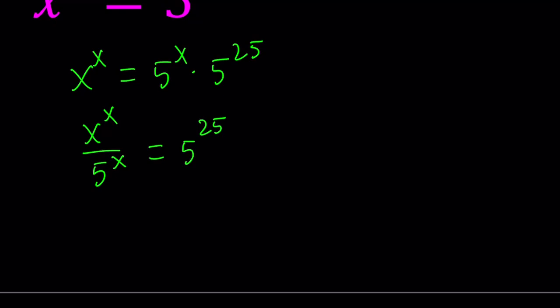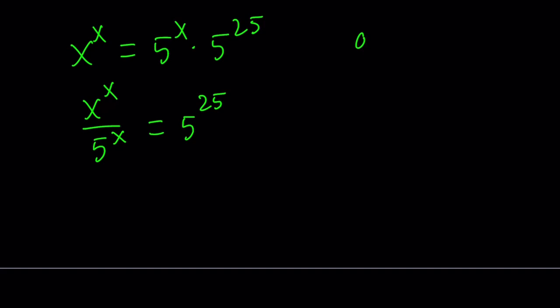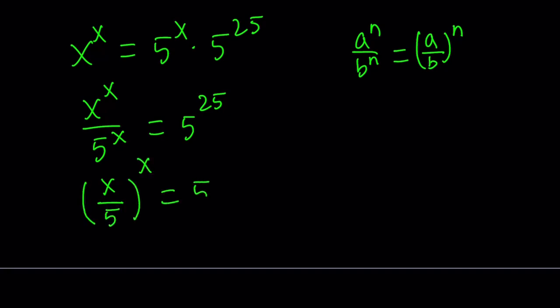And this is good because these two expressions, the numerator and the denominator, they have the same exponent. I'm not saying they have the same base, they have the same exponent. So we can kind of write them with a common exponent like this. If you have a to the n over b to the n, by the way, n doesn't have to be an integer, you can write this as a over b to the power n. Okay, makes sense? So that's what we're going to do here. We're going to write this as x over 5 to the power x equals 5 to the power 25. Again, that's a large number. We don't care what it is. It's just a constant.